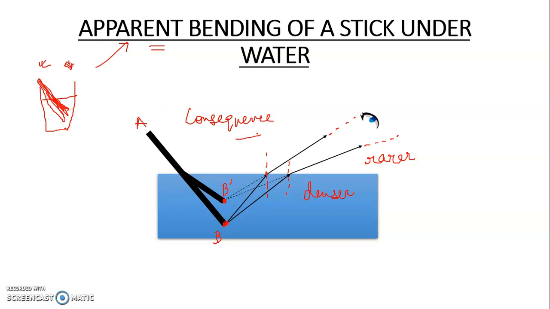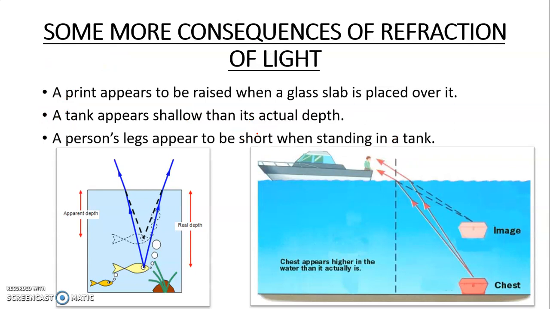There are many other consequences of refraction, like a print appears to be raised when a glass slab is placed over it. If you have a glass slab, some people have it as a paper stopper, so you can place it over your newspaper and you can see how the print is going to be appearing a little raised up to you. Similarly, a tank appears shallow than its actual depth. You must have seen it in your everyday life, that if you see a bucket of water which is kept in your washroom, you'll see that the bottom of the bucket will appear to be raised up.